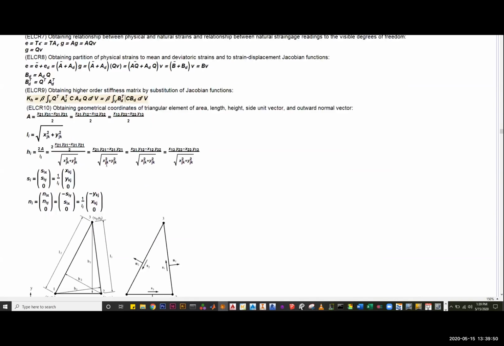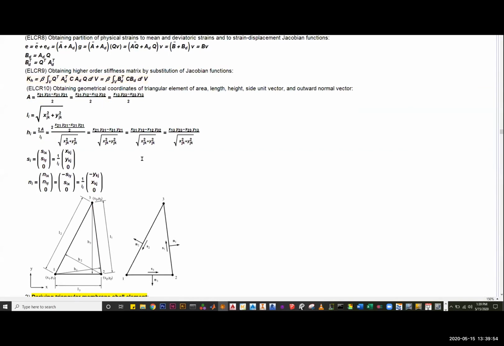Just to explain, these are the dimensions that I'm using: the physical coordinates, the length of the element, and the height of this element. And then these are some vectors, the side vector and the unit vector that you'll use for your tractions.